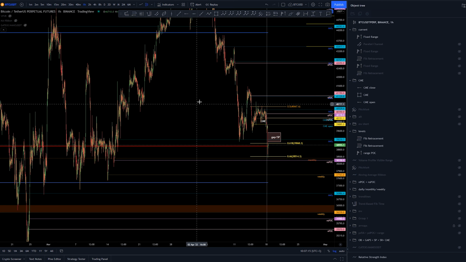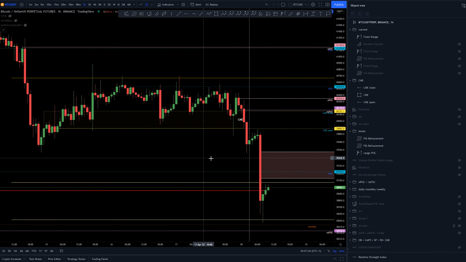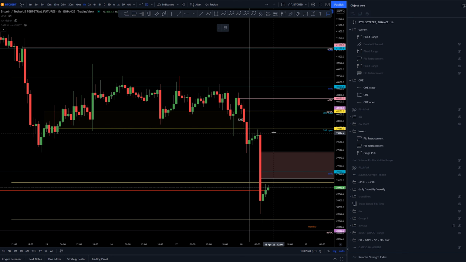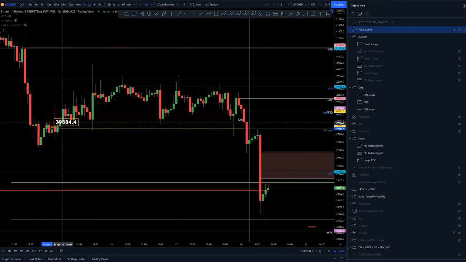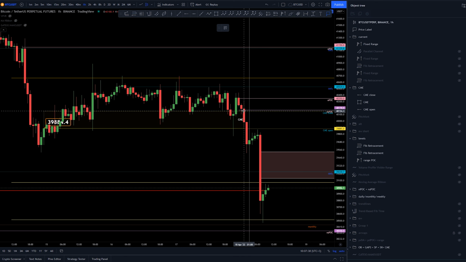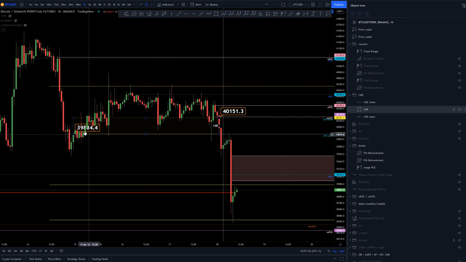Now let's take a look at the CME. CME open was at 39,885-ish at the end of April 14th, and it closed around here at 40,150. So we created this gap, and surprise to nobody, we filled the gap right away.